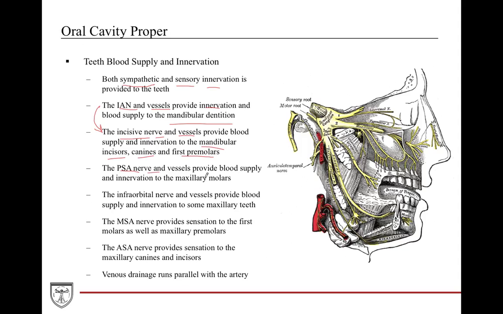The PSA nerve and arteries provide blood supply to the maxillary molars. You can think about that: the posterior aspect, the backside, is where your molars are. The infraorbital nerve and vessels provide blood supply and innervation to some of the maxillary teeth, not all of them, and occasionally they may not. The MSA, like we said before, could be absent, and if it is absent, the ASA would take over. It can provide sensation to the first molars as well as to the maxillary premolars, and the ASA provides sensation to the maxillary canines and incisors. And like everything else, the venous drainage runs parallel to all these arteries.